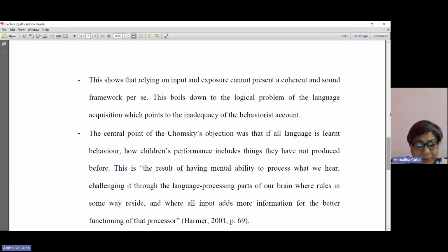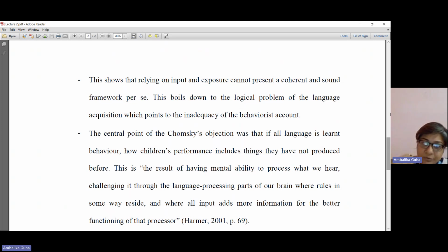And Chomsky is saying that this is the result of having a mental ability to process what we are hearing. So whatever the language input data that our brain receives, there is some kind of innate mental ability which is processing that data and channelizing it through some kind of language processing device, or parts that are already inbuilt in our brain. And in that device, Chomsky is saying that there are rules of language that reside. So whenever the brain receives input data and channelizes it through that language processing device, where we already have the rules inbuilt, the moment we hear some input data, the rules in that device recognize the rule system of that input data.